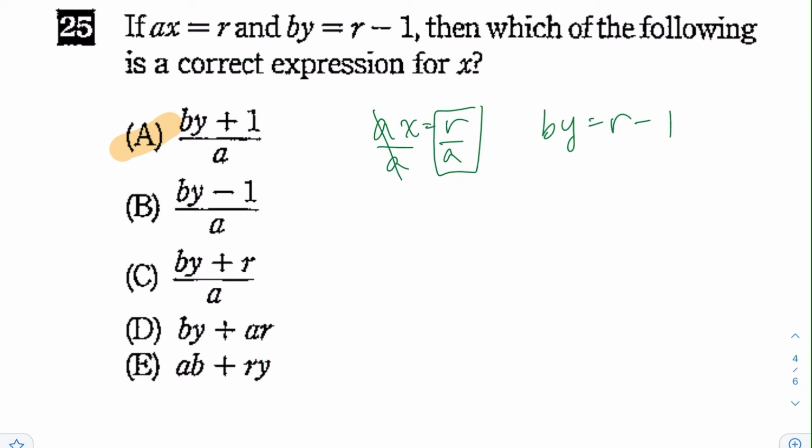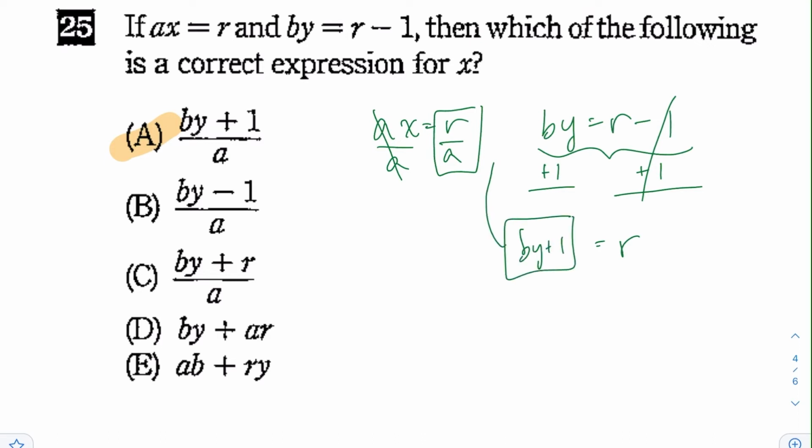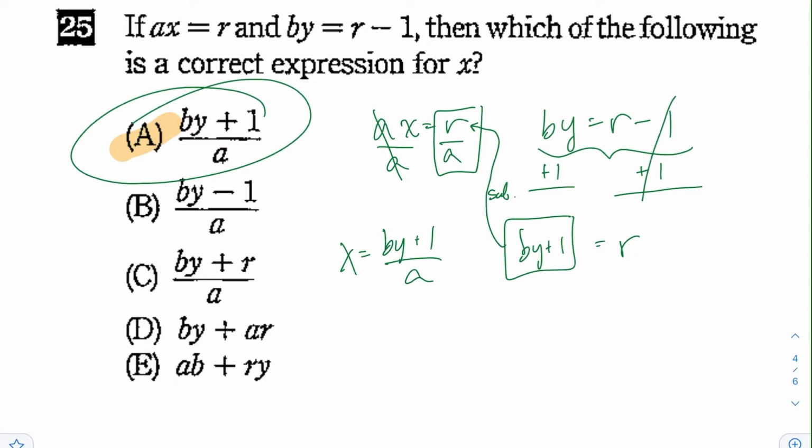to do another substitution. Here in the second equation, you can get R by itself. You can't get A by itself. So here, to get R by itself, you have to add 1 on both sides. You get that R is equal to BY plus 1. You'll take this and you'll substitute into the numerator. So you get that X is going to be BY plus 1 over A, and that's choice A.